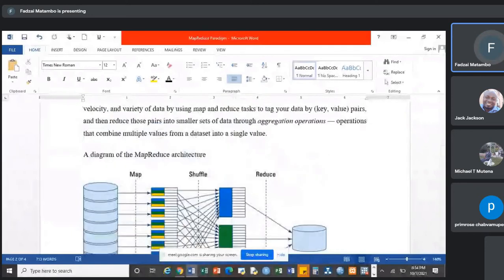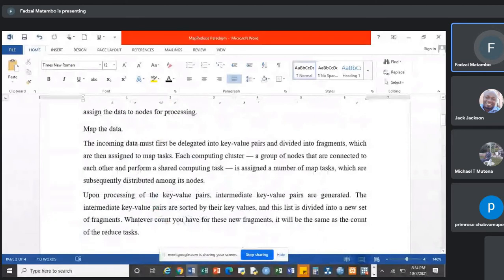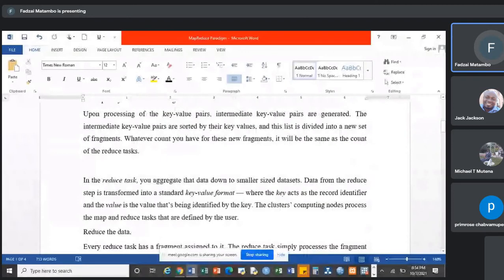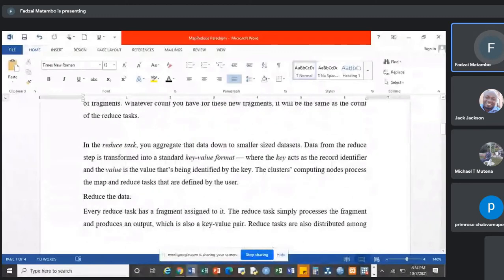Upon processing of the key value pairs, intermediate key value pairs are generated. The intermediate key value pairs are sorted by their key values, and this list is divided into a new set of fragments. Whatever count you have for these new fragments, it will be the same as the count of the reduce tasks. So after the mapping process is finished, we are now going to go to the reduce task.